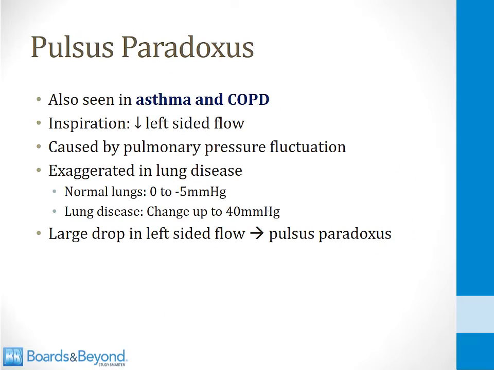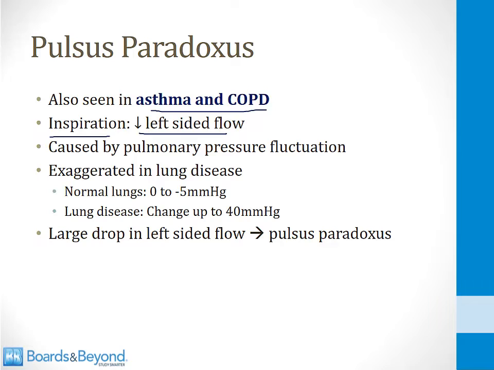It's high yield for your boards to know that a pulsus paradoxus can be seen in lung diseases like asthma and COPD. The physiology behind pulsus paradoxus in these conditions is very different from the physiology in tamponade. Normally when you inspire, there is a slight decrease in left-sided flow. This is why murmurs on the left side of the heart like mitral regurgitation get quieter during inspiration.